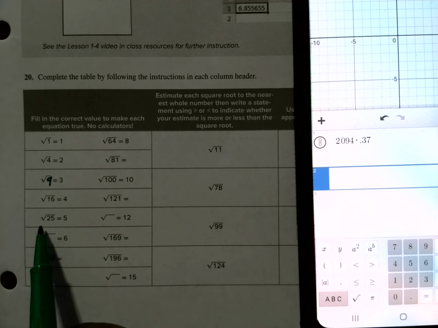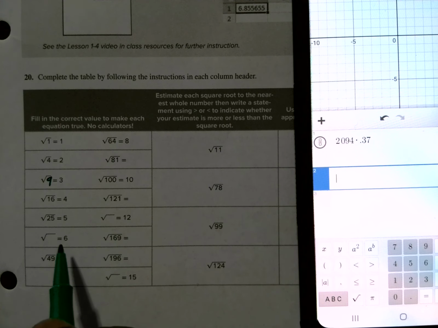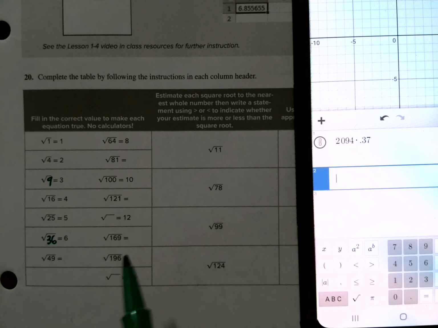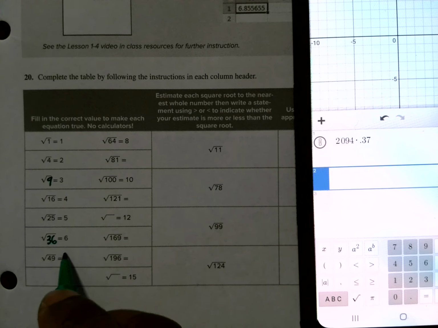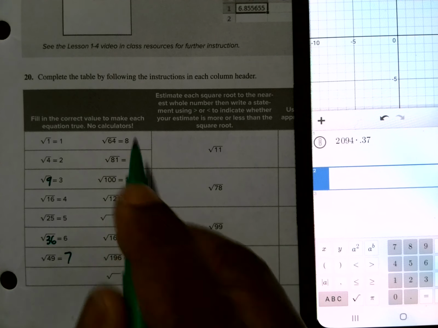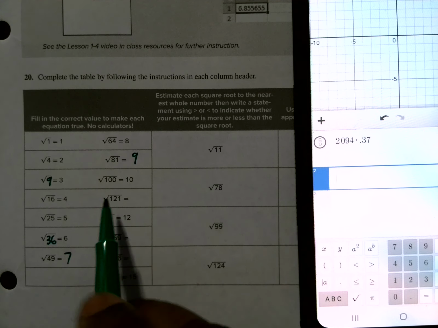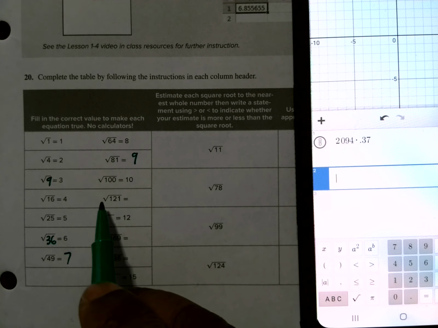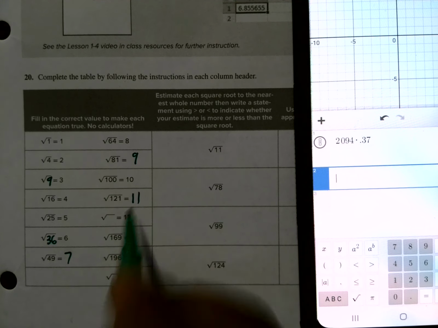Square root of 16 is 4. Square root of 25 is 5. Square root of something is 6. So we'll take 6 to the second power, and that will give us 36. So the square root of 36 is 6. Square root of 49 is 7. Square root of 64 is 8. Square root of 81 is 9. Square root of 100 is 10. Square root of 121 is 11.